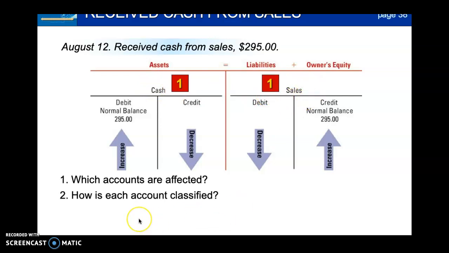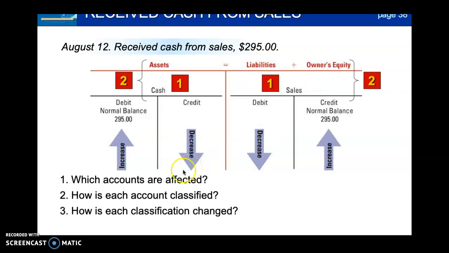Then how is each account classified? We know cash is something we own, and so it's an asset. And sales is how we earn money, and it's considered owner's equity. Then the third thing is, how is each classification changed? So how is each account affected?